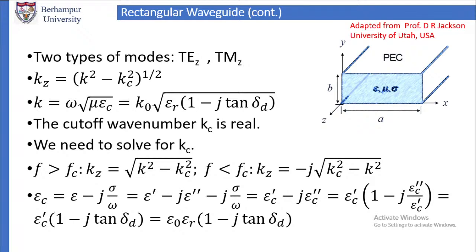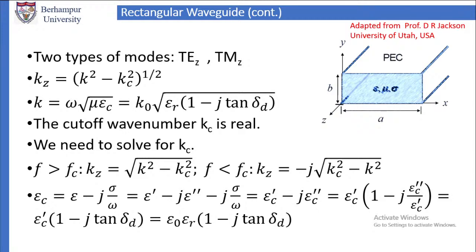Now, we say that f is greater than fc. Fc is called the cutoff frequency. F is the operating frequency. The operating frequency has to be greater than the cutoff frequency. Below the cutoff frequency, the wave will be attenuated. Therefore, when it is operating, the frequency must be above the cutoff frequency fc.